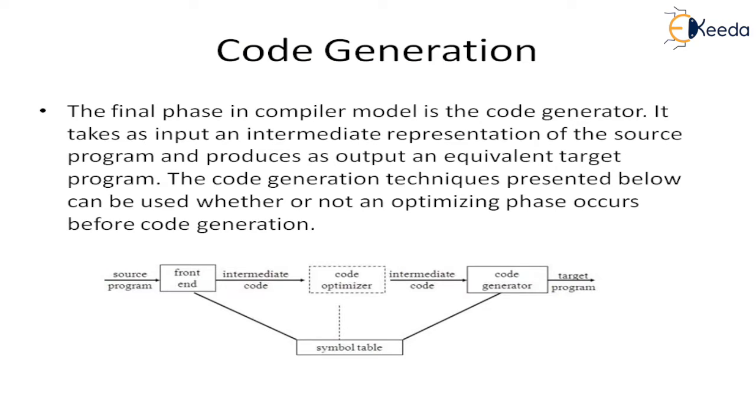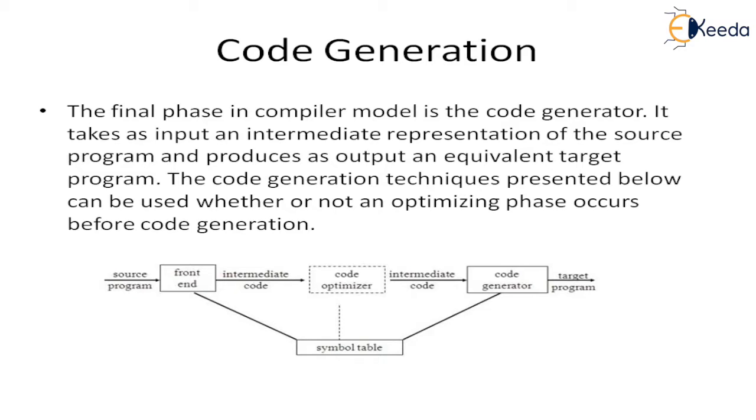So code generation, as we know, this slide contains the diagram for code generation, in which the source program is given as an input to the front end, which generates the intermediate code. Then the intermediate code is given to the code optimizer, which can use the symbol table and generate the intermediate code with optimization. Then that optimized code is given to the code generator to find the target code.